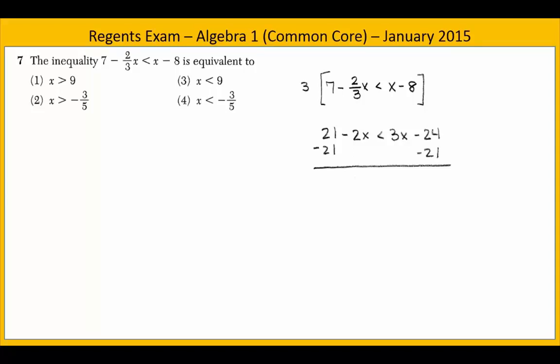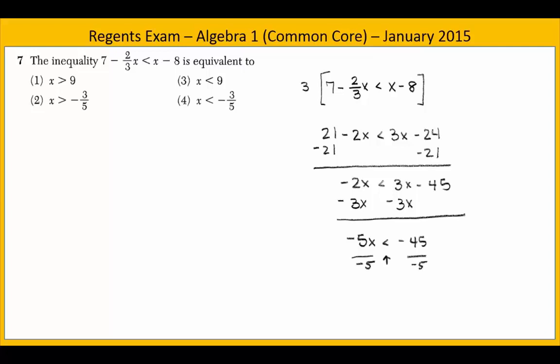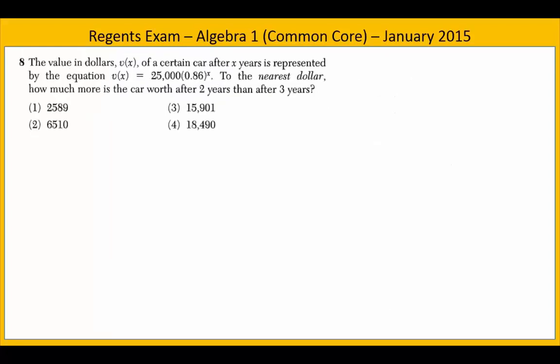We can subtract 21 from each side, subtract 3x from each side, and we have negative 5x is less than negative 45. Now be careful. We need to get x alone, and so we divide by negative 5. When we divide by a negative number, the inequality sign changes direction, so the solution is x is greater than 9. Choice 1.